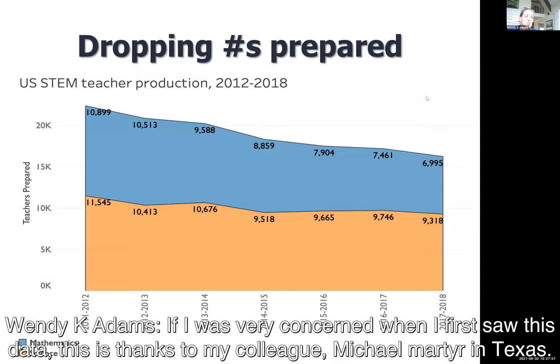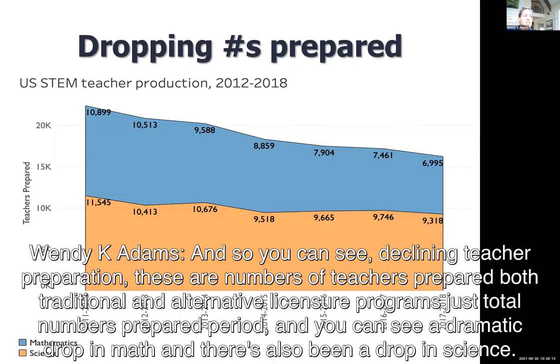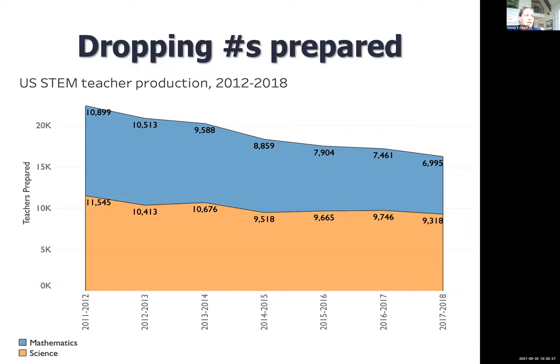I was very concerned when I first saw this data. This is thanks to my colleague, Michael Martyr in Texas. He pulled together Title II data to see this, but you can see not only do we have a severe shortage of physics, chemistry, and math teachers, but the problem is getting worse, not better. And so you can see declining teacher preparation. These are numbers of teachers prepared, both traditional and alternative licensure programs. It's just total numbers prepared. Period. And you can see a dramatic drop in math, and there's also been a drop in science.